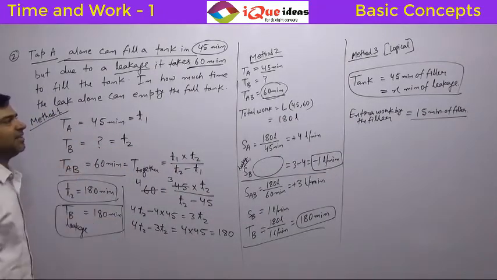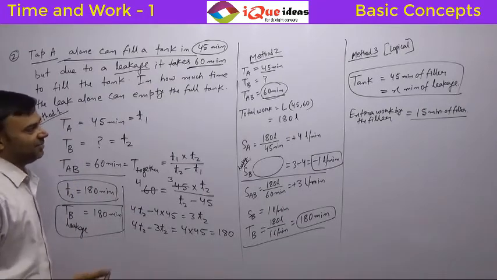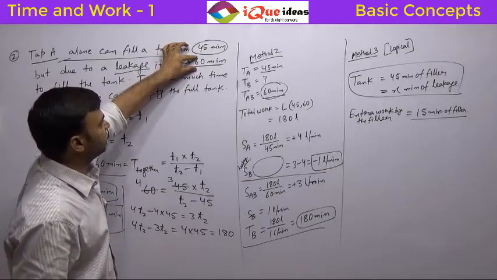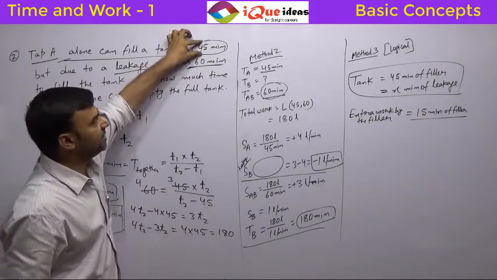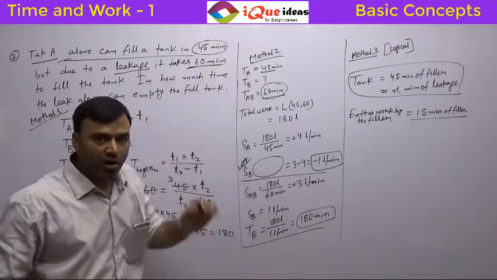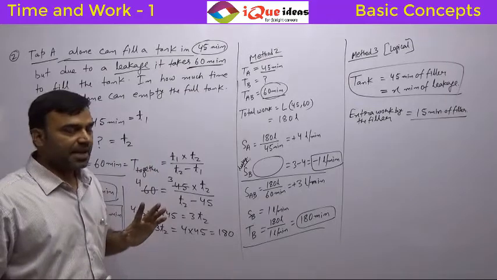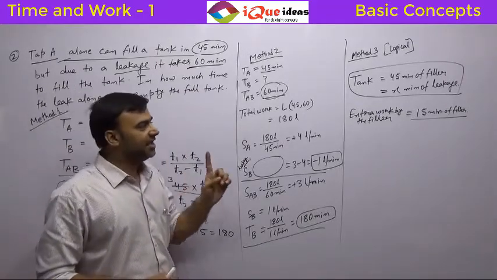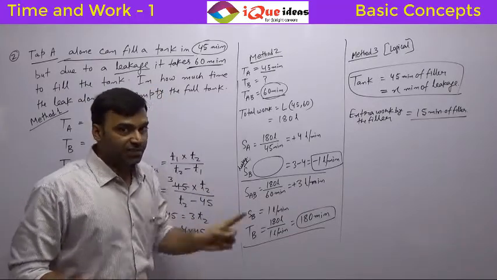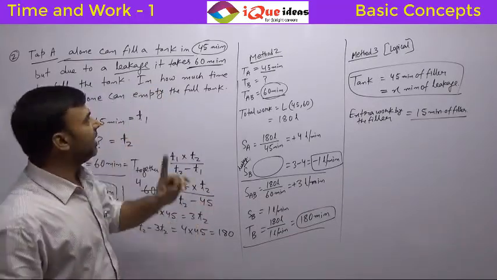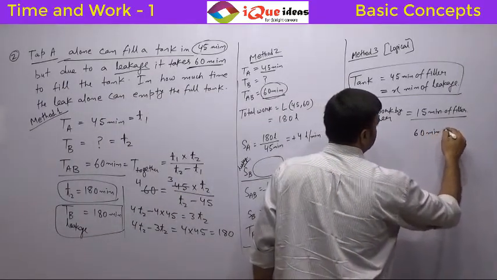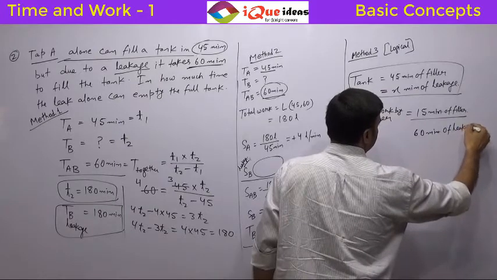Why is it doing the extra work? If you can answer that, it will be very easy for you. See, again, out of 60 minutes, the filler was anyway supposed to take 45 minutes. That means the filler has taken only 15 minutes extra. Why did it take extra? Because there was a leakage. For how long has the leakage worked? The leakage has worked from beginning to end, which it was not supposed to. So the entire work done by the leakage is 60 minutes of leakage.